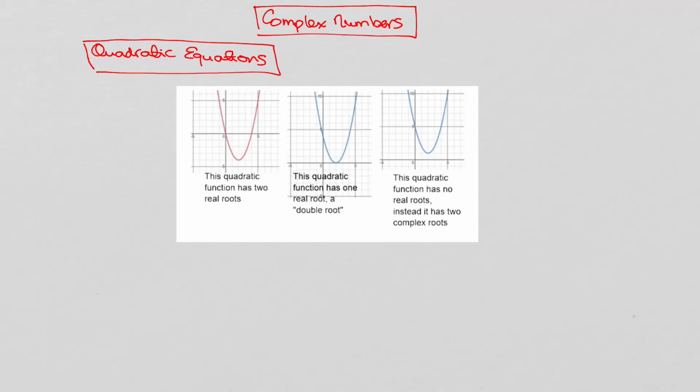Complex numbers, quadratic equations. So we remember from algebra that if we have a quadratic equation, it generally will cut the x-axis twice, and where it cuts the x-axis represents the roots of the quadratic equation. So in the first graph here, we can see that the quadratic equation cuts the x-axis twice, so we say that the function has two real roots.